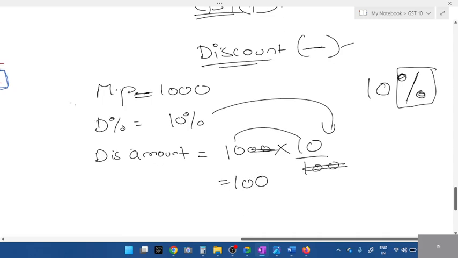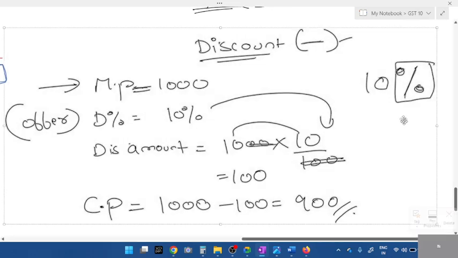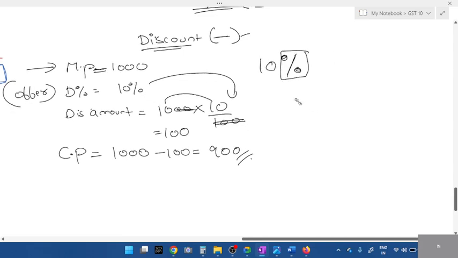What is the discount amount we have? 100. So if you're buying a mobile phone, the shopkeeper marks it at 1000 and gives a discount offer. Discount is also known as an offer. So you don't add it, you subtract. What is the total cost price which you have to pay to the shopkeeper? 1000 plus 100 or 1000 minus 100? 1000 minus 100. 900 is the answer. This is known as the discount concept.